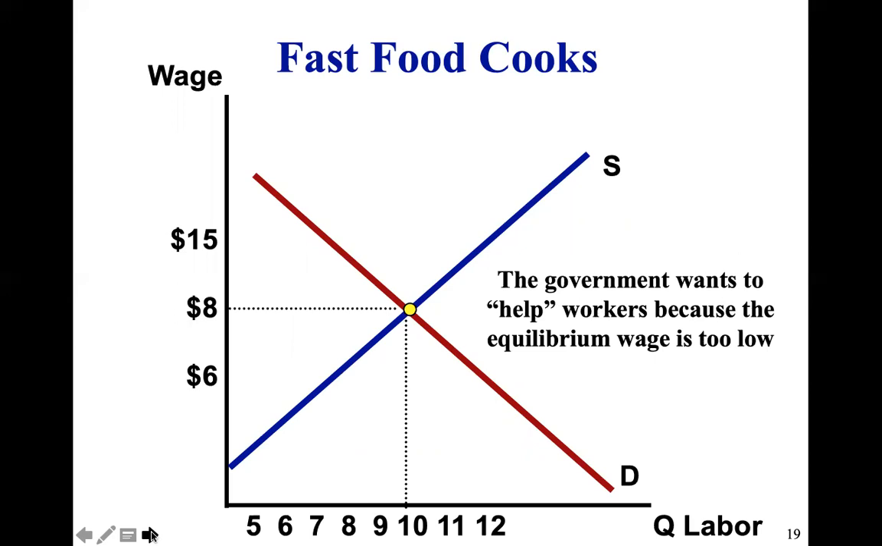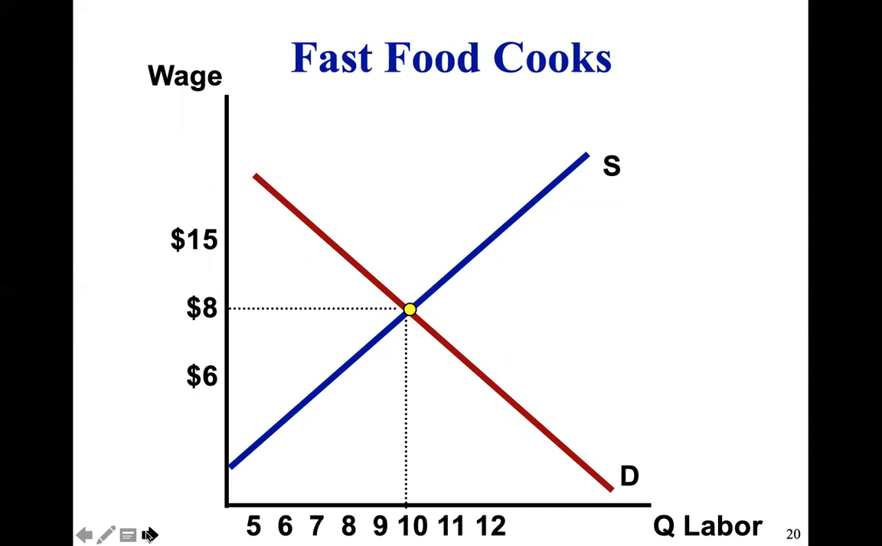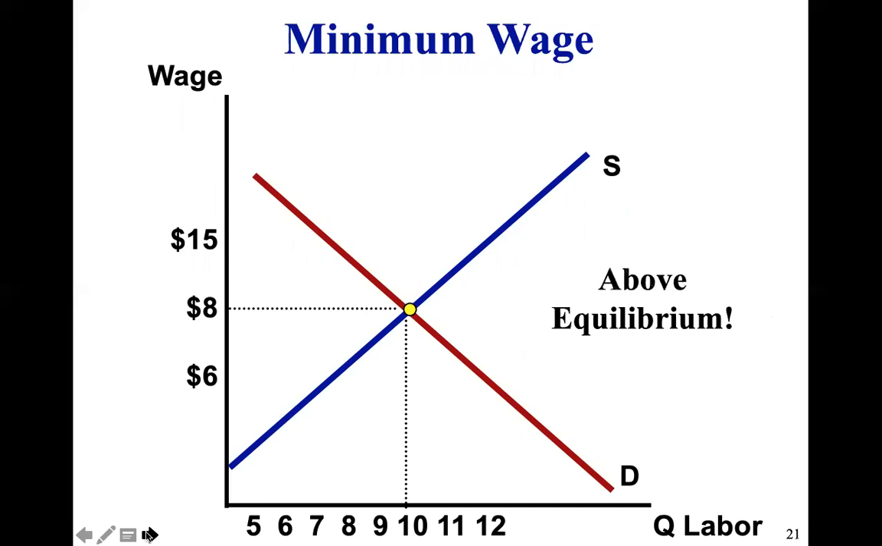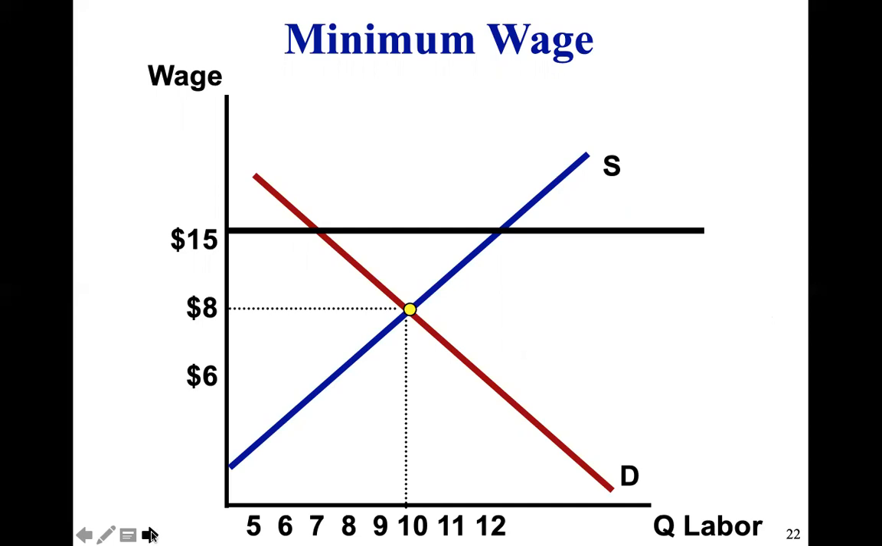Okay, so if we were to add a binding minimum wage, what would this look like? Well, the government would say, we want to help workers because $8 is too low, right? $8 is not enough to support your family on. So we want to add a legal minimum wage, which would be a wage floor, which is going to be above equilibrium. Remember, to be binding, a price floor must be above equilibrium. So we're going to set a minimum wage at $15 an hour. What is that going to do?